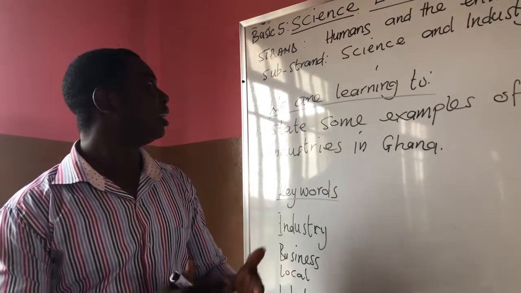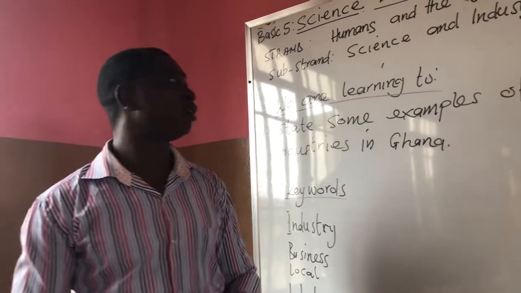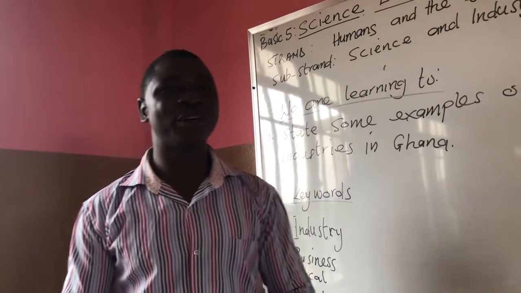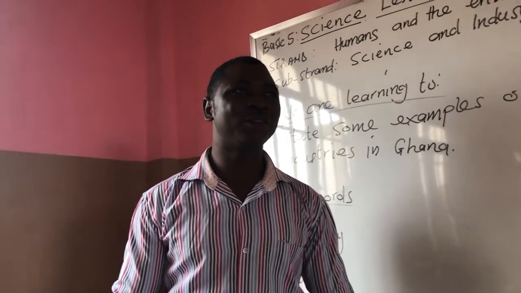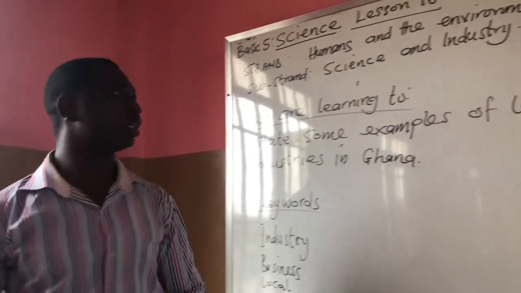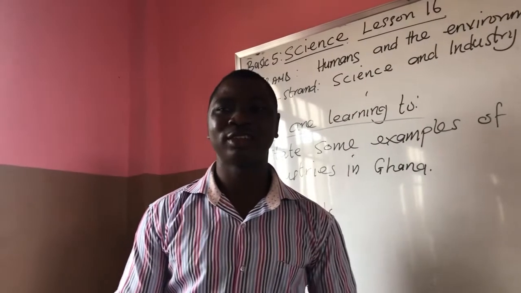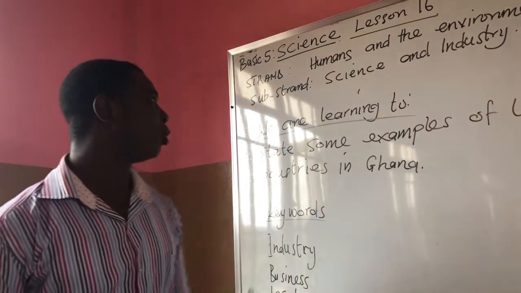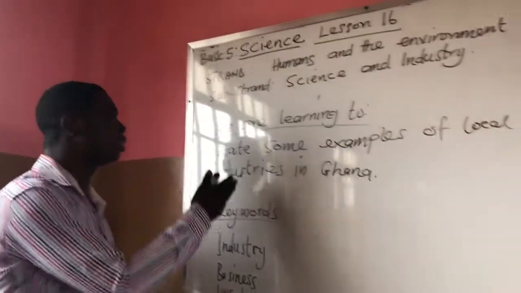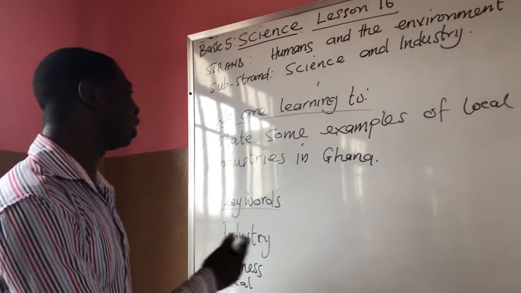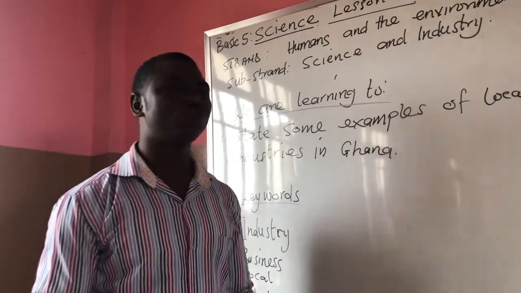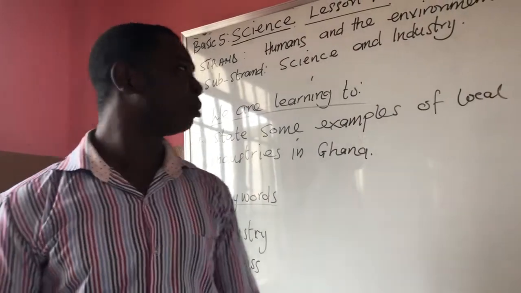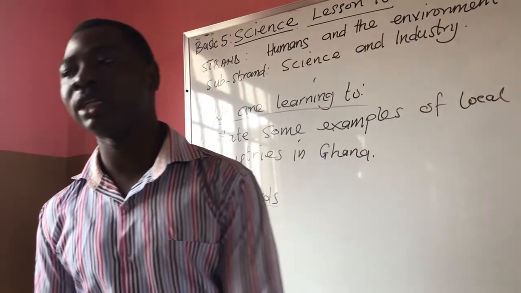For Basic 5, our strand is Humans and the Environment, and our sub-strand is Science and Industry. What are we learning today? We are learning to state some examples of local industries in Ghana.